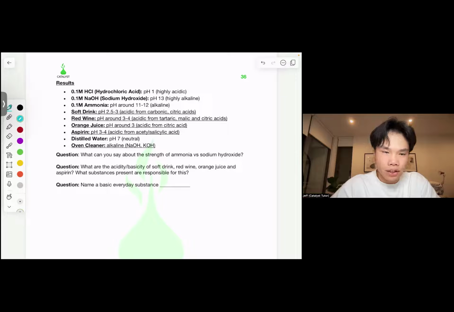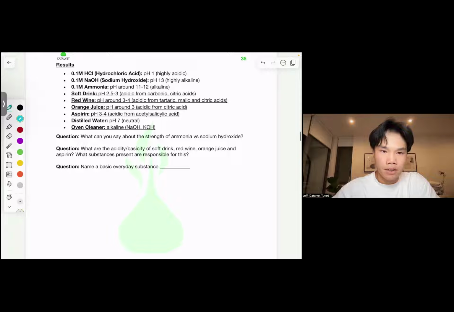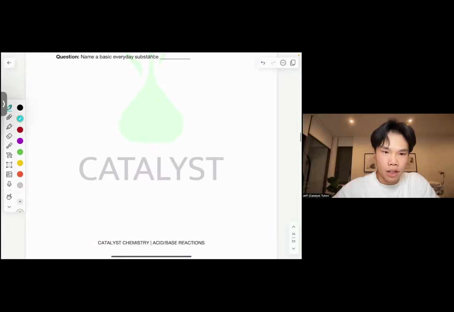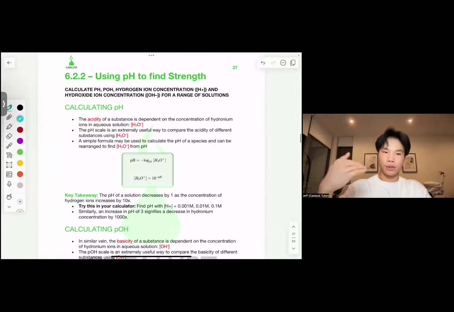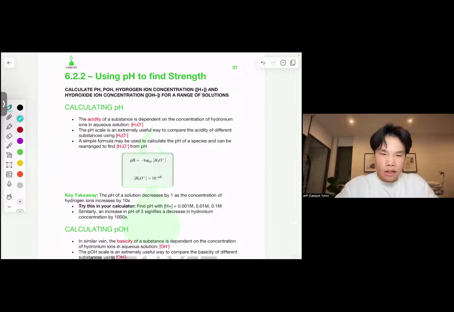Oven cleaner is an example of a base. I just threw it in as well, so you have an example if you need. And that is either sodium hydroxide or potassium hydroxide. Okay. Now we're starting to get on to the quantitative part of Mod 6. Are there any questions? Or are we okay?